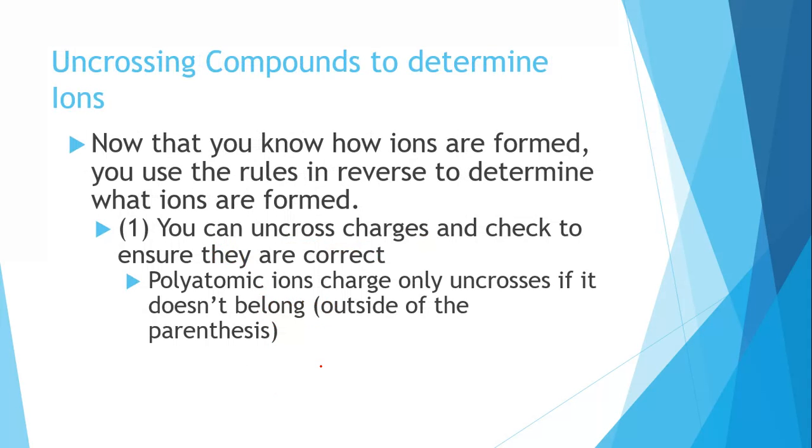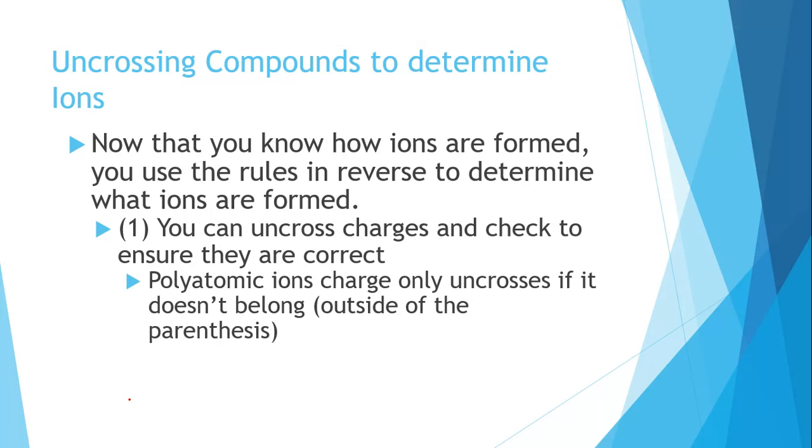Now that we understand how compounds are formed from ions, what you're going to do on your homework is use these rules in reverse to determine what ions come from these compounds. The number one thing you need to do is uncross charges and check to make sure that they are correct. The hint I have down there is that a polyatomic ion's charge only uncrosses, most of the time, if it's on the outside of the parentheses.